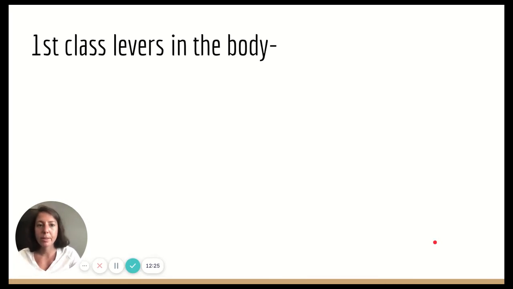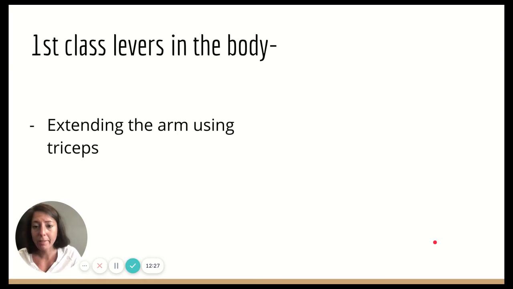So let's look at 2 examples in the body. Number 1, extending the arm using the triceps. Notice how specific this is. So this is our movement, extension, and using the triceps. So here's your tricep, and I'm trying to go like this. We'll talk all about muscles in the muscular system, but muscles can only pull. They can't push. So we're not using the bicep to extend our arm. Biceps pull. They can do flexion, but extension is the tricep. This muscle is pulling. It's squeezing to lower our arm.